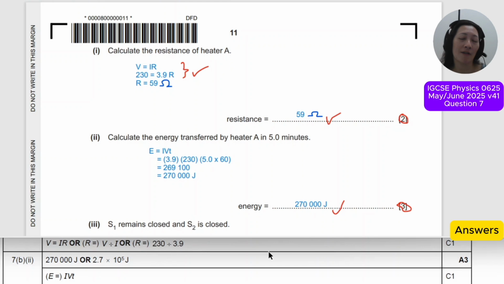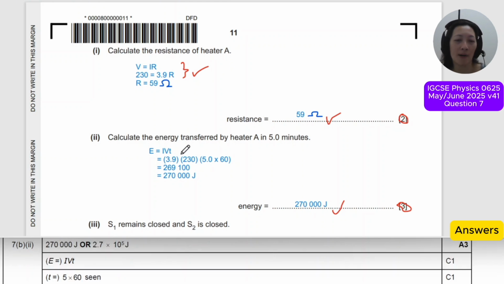So what if you didn't get the correct final answer? You would get 1 mark for the correct equation and for converting minutes to seconds. So these are the marks you can be awarded if you didn't get the correct final answer with unit.